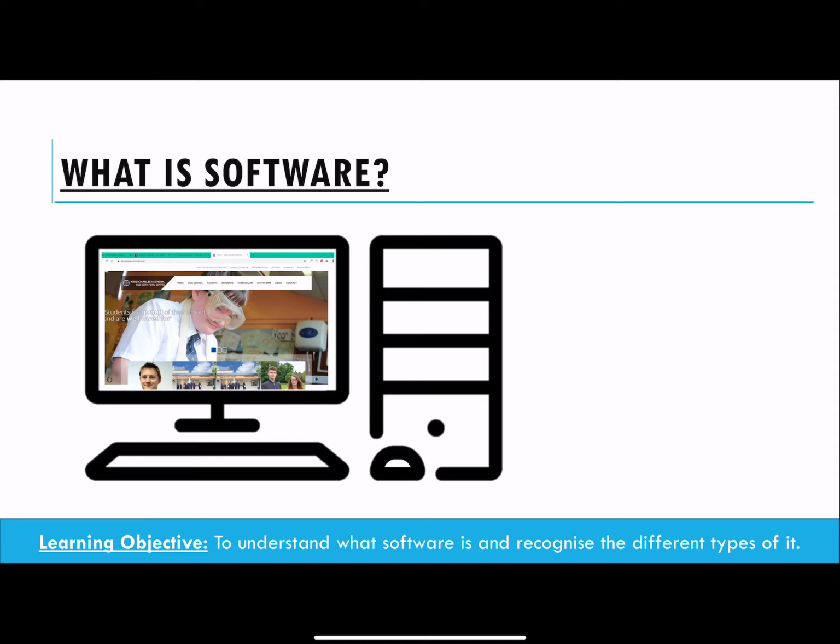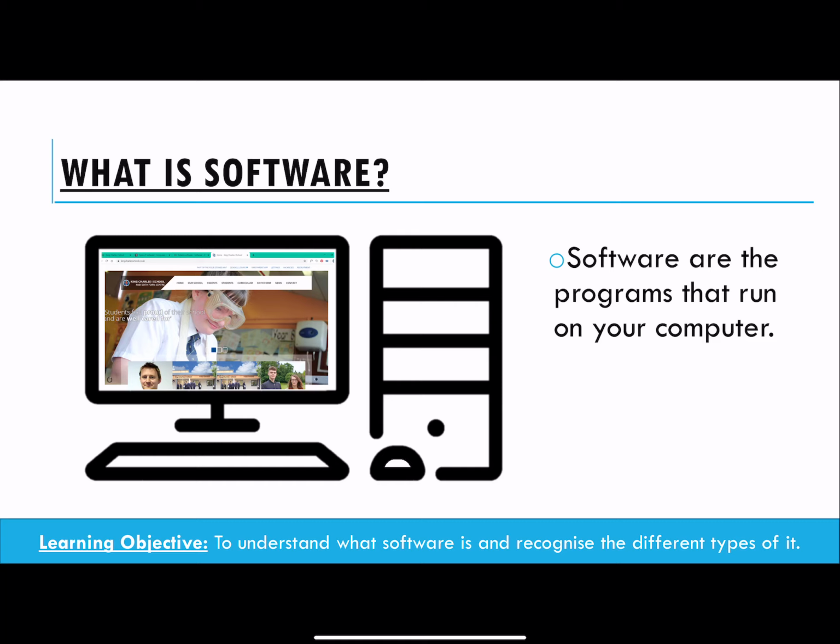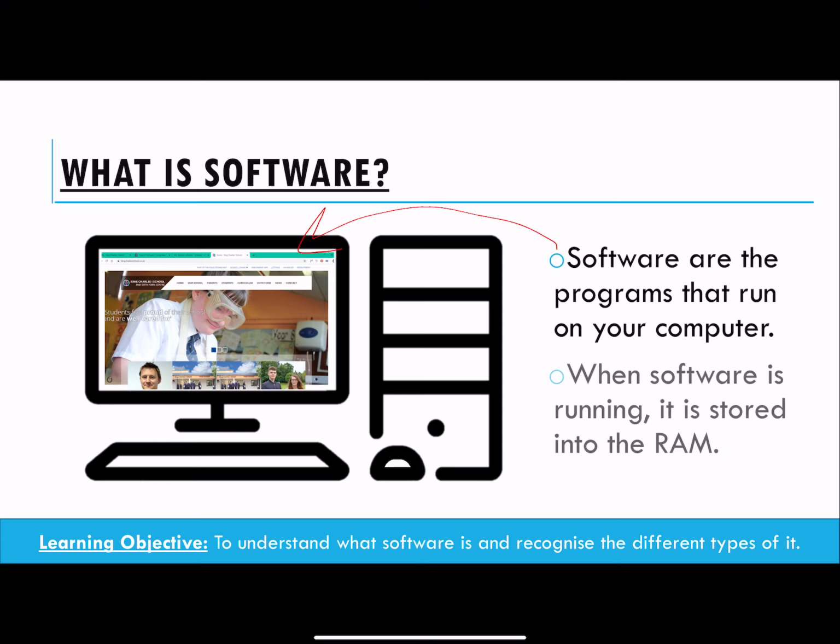Now, we've already talked in Year 7 about hardware. Hardware is the actual physical parts of the computer system. So you can see here we've got our monitor, we've got the actual case and all the parts like the hard drive and RAM that make up your computer system. But software is the programs that run on the computer. So, for example, we've got Google Chrome running, which is a piece of software.